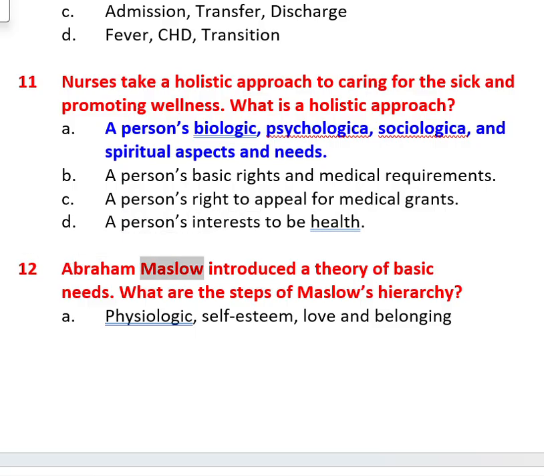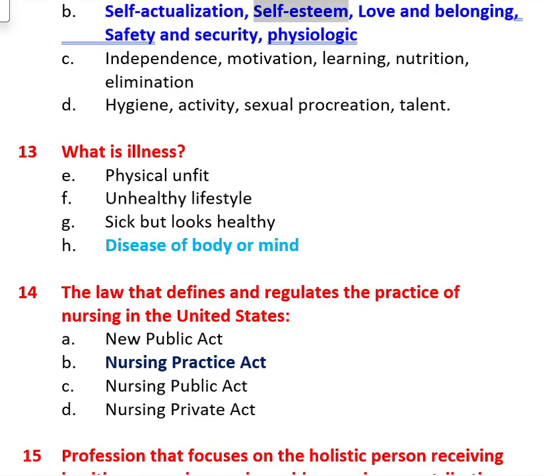12. Abraham Maslow introduced a theory of basic needs. What are the steps of Maslow's hierarchy? Physiologic, self-esteem, love, and belonging. Self-actualization, self-esteem, love and belonging, safety and security, physiologic. Independence, motivation, learning, nutrition, elimination. Hygiene, activity, sexual procreation, talent.